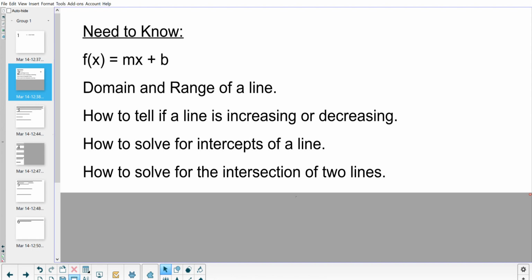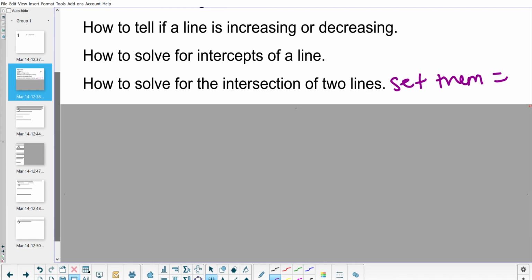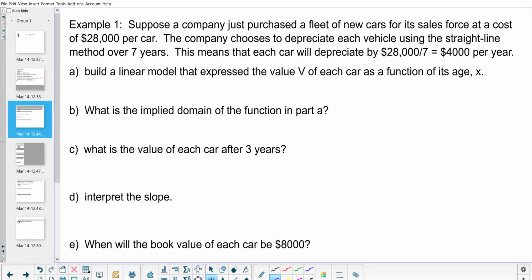Okay, let's see, how to solve for the intersection of two lines. That one I might actually write something down for. You set them equal to each other. That's what you do for any intersection, whether it's lines or quadratics or a line and a quadratic. Okay, and then this is going to be the big one. This is what we're going to spend a lot of time on, interpreting the slope and just doing word problems in general.